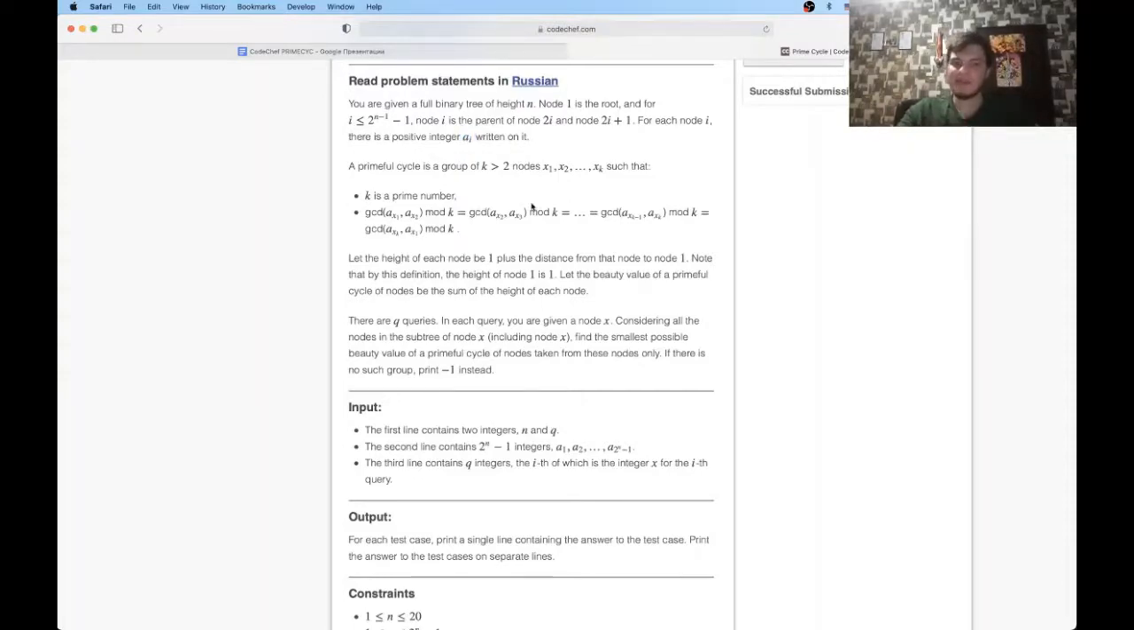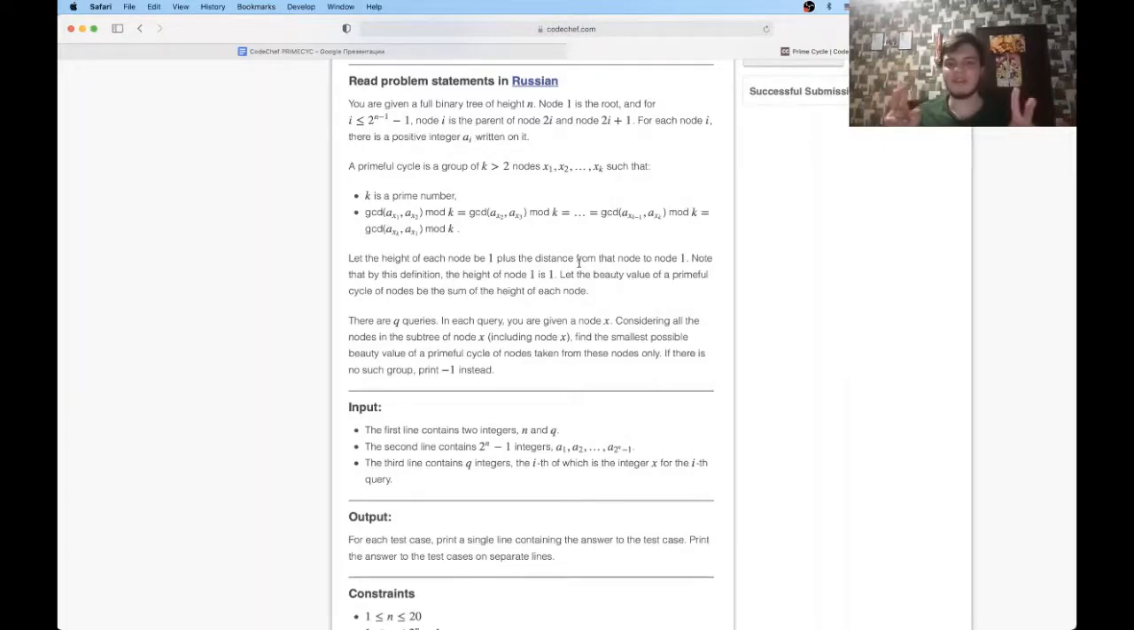So we define a prime full cycle as a set of nodes where we have k nodes, and we also want k to be prime. So we choose a prime number of nodes, and it doesn't matter where those nodes appear. It's just necessary for them to be k, where k is prime. And the constraint we want them to satisfy is based on their values, the A_i values. And what we want is that the cycle has some ordering to it.